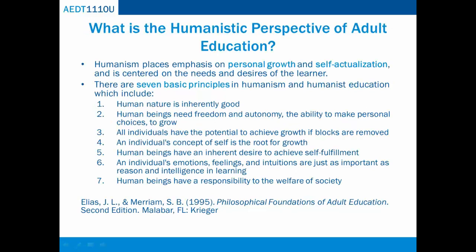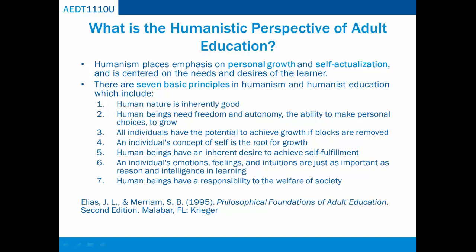Humanism places emphasis on personal growth and self-actualization, and it's centered on the needs and desires of the learner. The focus of adult education from this perspective is on the individual learner, rather than a body of information. Humanism recognizes the affective domain, including emotions, attitudes, and feelings, alongside the cognitive domain, and also allows room for intuitive, spiritual, and emotional learning. Humanist adult education takes learners as autonomous, self-motivated adults who are able to take responsibility for their own learning.